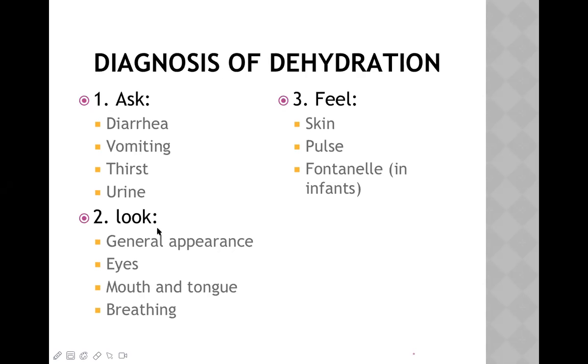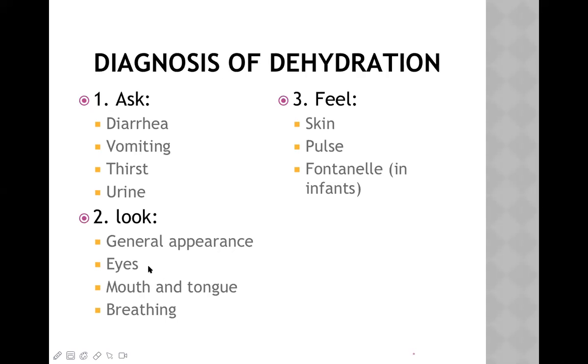Second one, look or run your eyes over the body of the child. Look for the general appearance. Is the child irritable? Is the child lethargic? Or is the child in coma? These are the three points. Now, irritability is a feature of mild dehydration, lethargy of moderate, and coma of very severe dehydration.